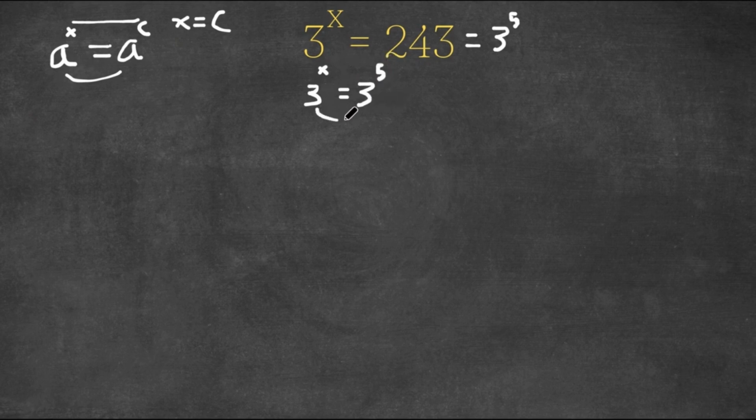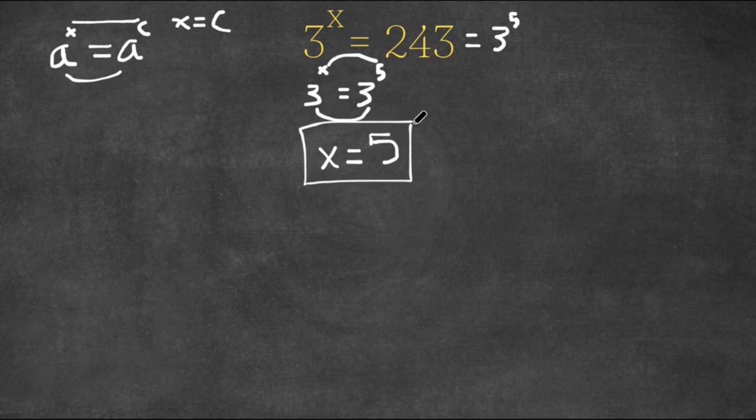Now, our bases are the same, so we know that our exponents here, x and 5, are the same as well. So now we could simply make these two equal each other. So x equals 5. And this is our answer. So it's as simple as that. And we already know that 243 equals 3 to the power of 5, so we don't really need to do any of this. We already see that 3 to the power of 5 equals 243, so we already know that x equals 5. So that's another way.